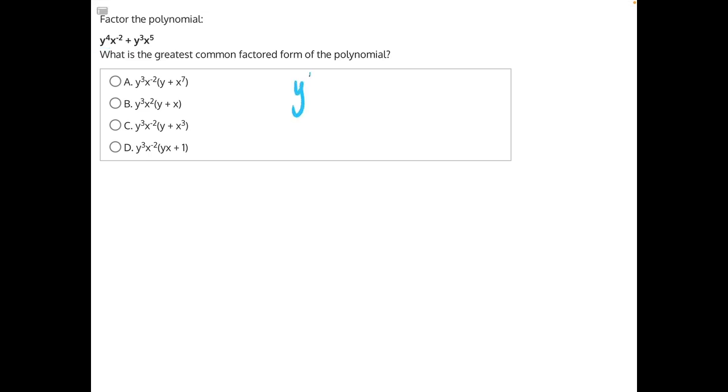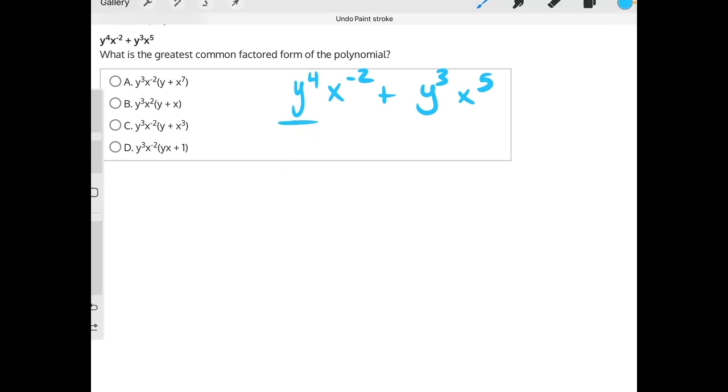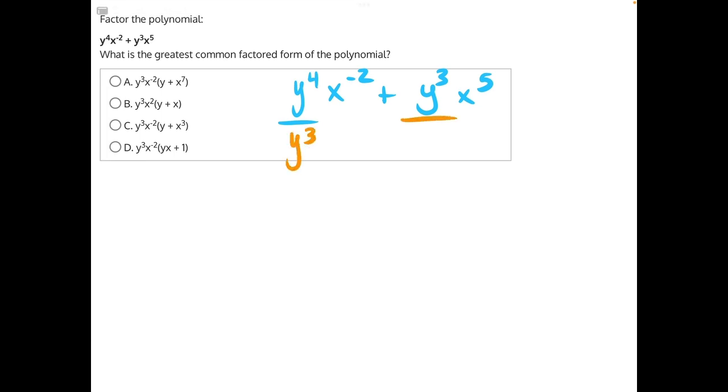We have y to the 4 and we have y to the 3. The greatest common factor that I could pull out of both of those is going to be a y to the 3, and I'll actually do that in a different color. Y to the 3 and y to the 3. So we're pulling out a y to the 3, which means that's going to go outside of the parentheses, and now we need to resolve both of these.